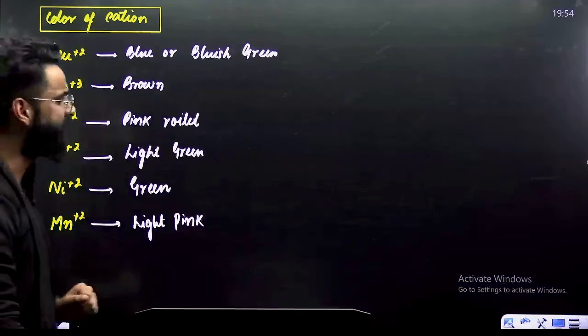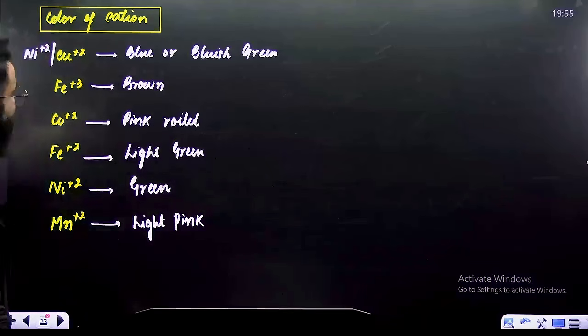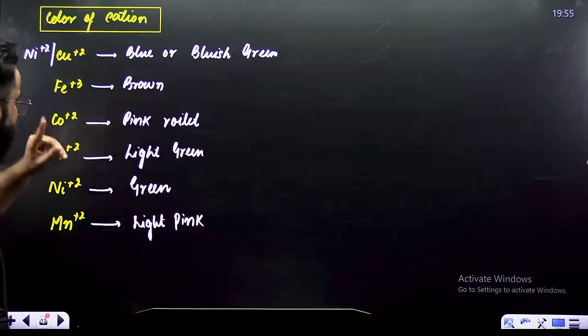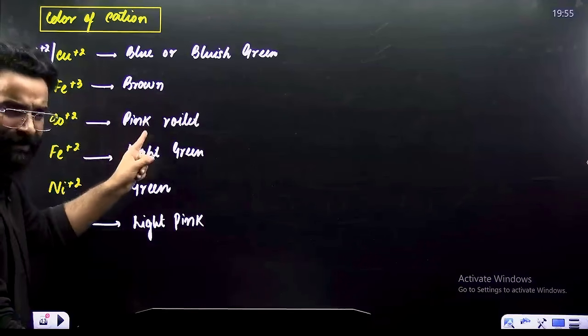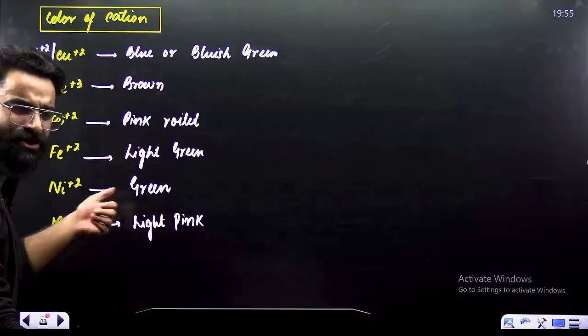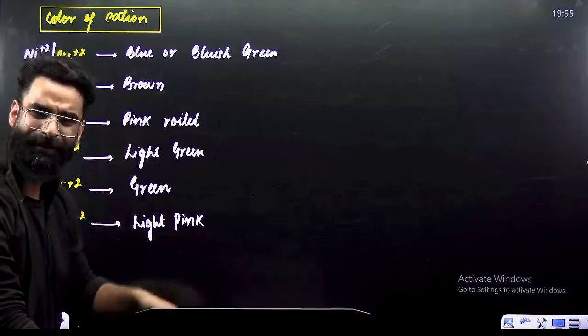Similarly, there are a few more things which you need to remember. That is the color of cations. Ni²⁺ and Cu²⁺ have blue or bluish green color. Fe³⁺ has brown color. Co²⁺, pink violet, right? Similarly, Fe²⁺ has light green color. Ni²⁺, green color. Mn²⁺, light pink color.